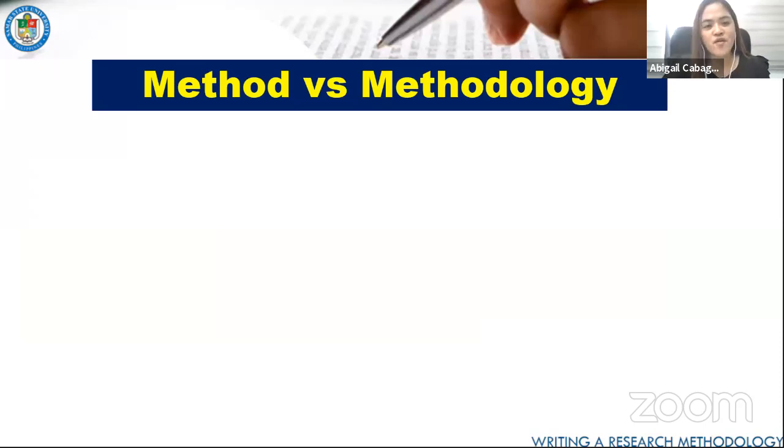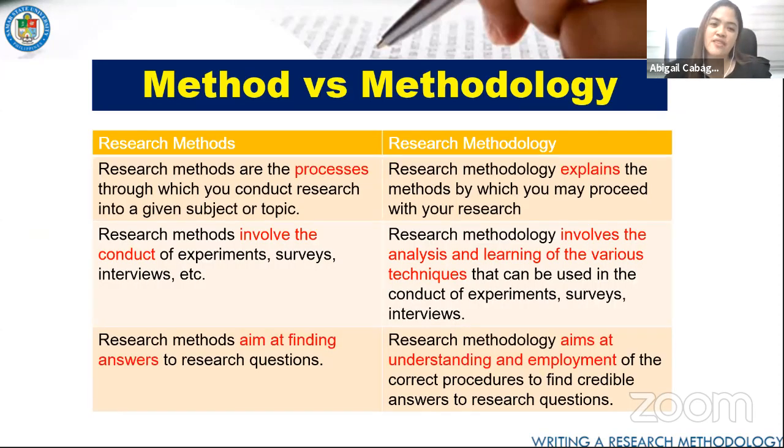Okay, so before I proceed to the different sections in the methodology, let me first clarify the difference between method and methodology, because most of the time we use these words interchangeably. Research methods are the processes through which you conduct research into a given subject or topic. It includes the processes, meaning it focuses on the data analysis. While the research methodology explains the methods by which you may proceed with your research.